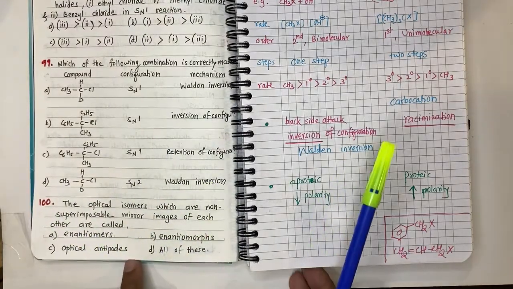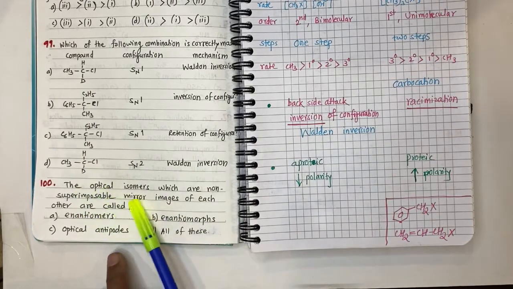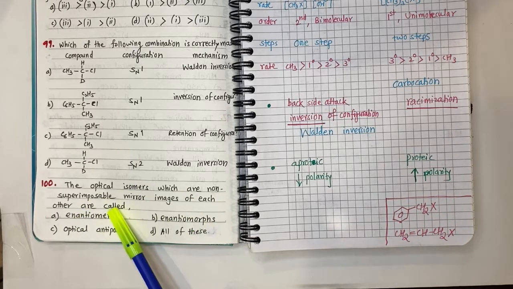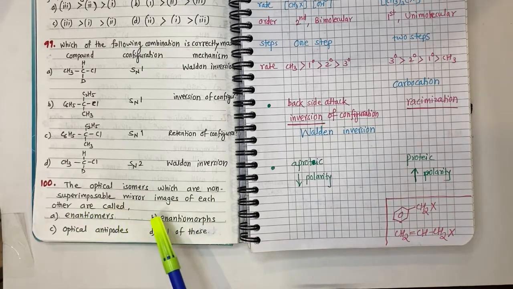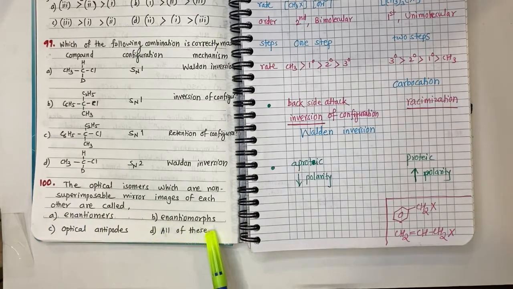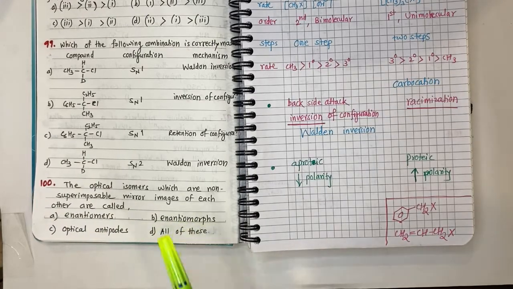Next, now last question. The optical isomers which are non-superimposable mirror images of each other are called enantiomers, are called optical antipodes. All of these. Answer is all of these. Okay.